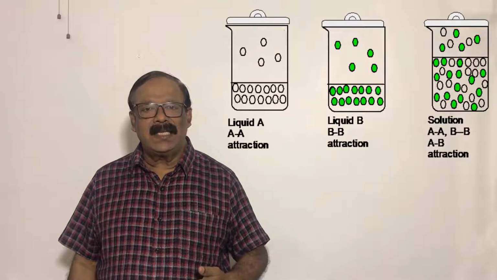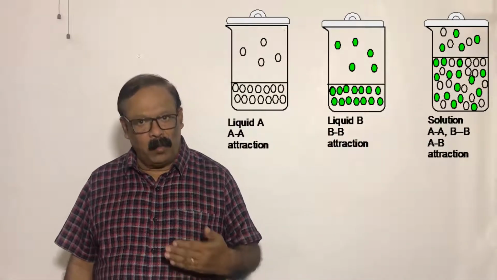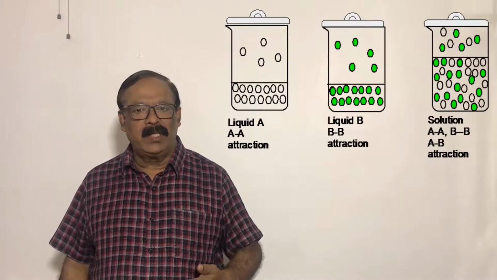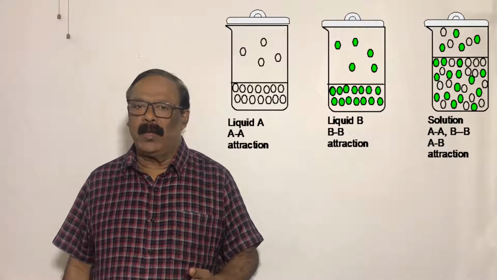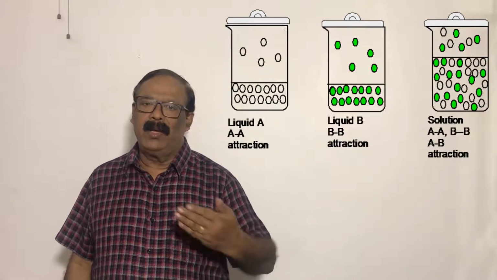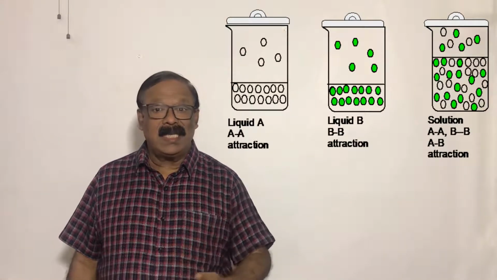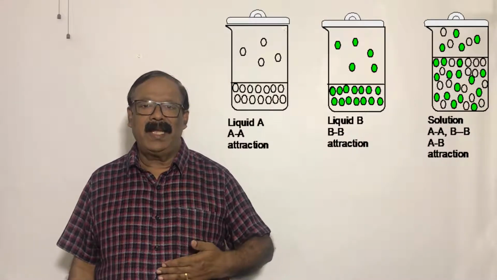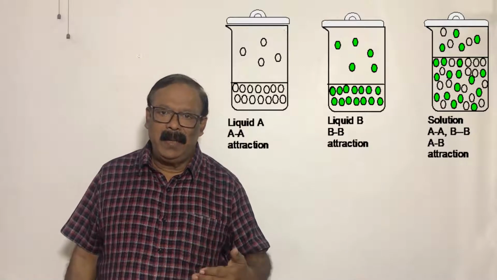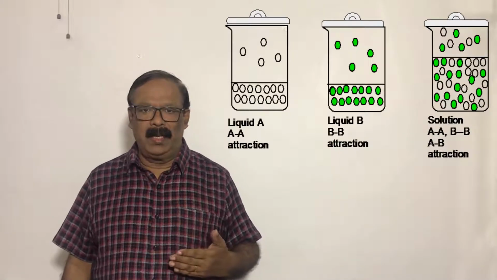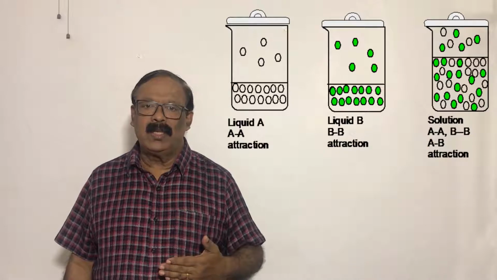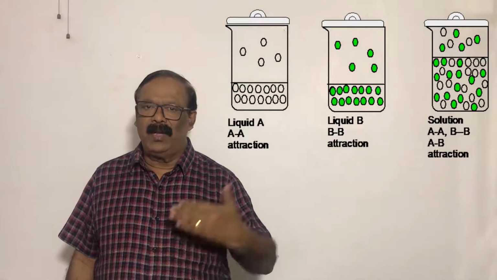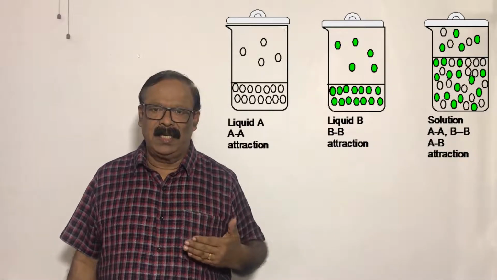The attraction in this will be between molecules of A, and those molecules which are able to overcome the intermolecular attraction will go to the vapor phase. Consider the second beaker containing liquid B. Here the intermolecular attraction is between B and B molecules, and those molecules which are able to overcome the intermolecular attraction will go to the vapor phase.